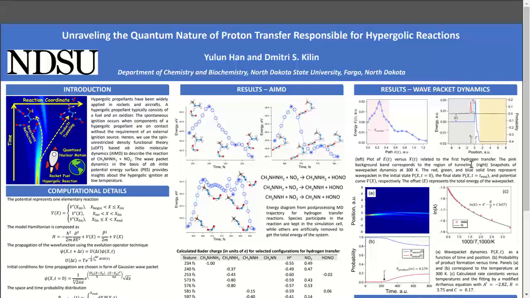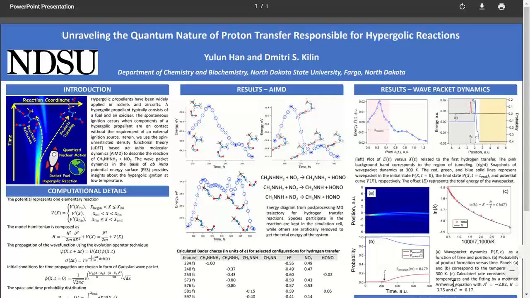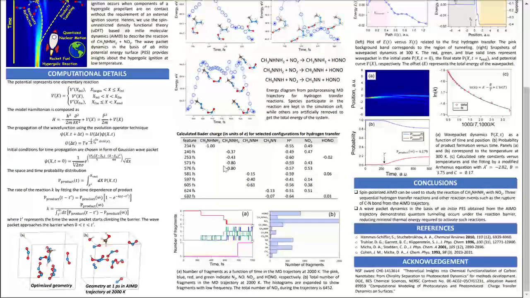From this energy diagram, we can identify the barrier height. For example, for the first hydrogen transfer reaction, the barrier height is about 0.5 electron volts. The barrier height is just the energy difference between the reactant and the least stable intermediate. This table here is the results for Bader charge analysis. The point is to show the hydrogen being transferred is actually a proton instead of a radical. And these two panels show the number of different species in the AIMD trajectories. So basically, in addition to the three sequential steps of hydrogen transfer, we also observe other chemical reactions. For example, we observe the breaking of a carbon-nitrogen bond.